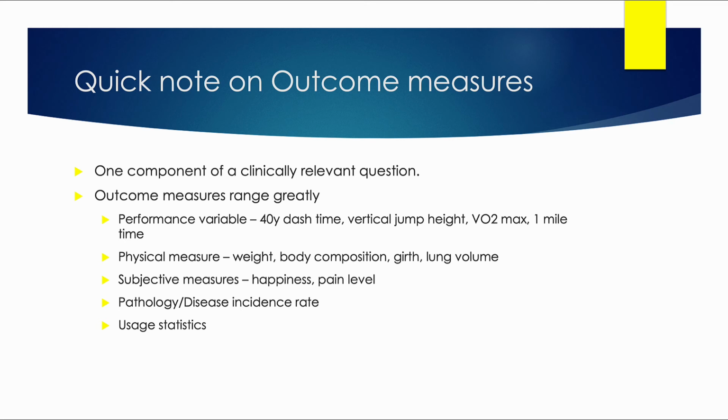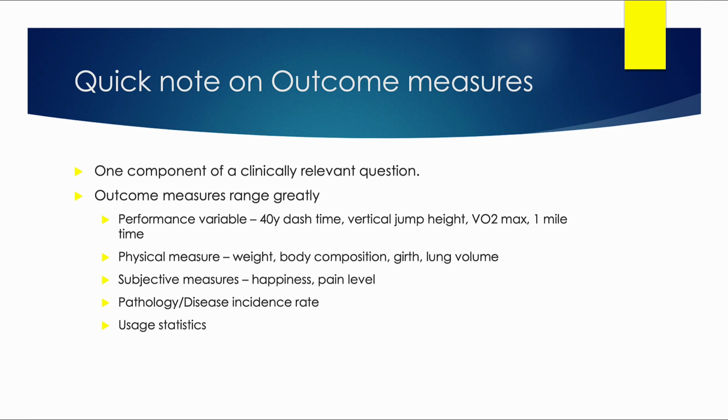There are subjective measures, such as happiness scores, pain level, satisfaction with the new program, etc. Those might be of interest to you. They can be things like pathology incidence rates. Of the 100 athletes that did this program, how many of them got injured, or how many of them injured this structure, etc. Or disease incidence rates. So you implement a new health and wellness program at your workplace, and you measure how many injuries there are on the job after that, or the prevalence of a disease over the long term, etc.